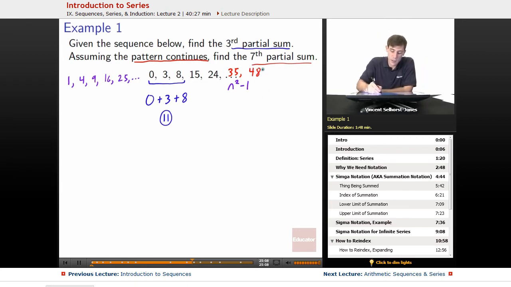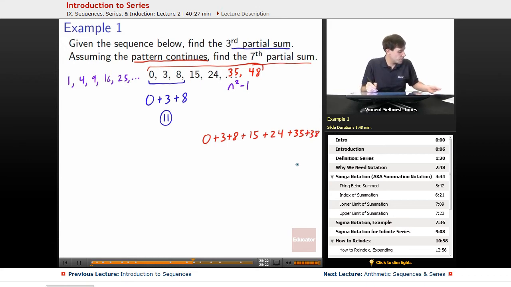So at this point, the seventh partial sum will be adding up these first 7 terms. So 0 plus 3 plus 8 plus 15 plus 24 plus 35 plus 48. We toss that all into a calculator, and we wind up getting 133. There we go. All right.